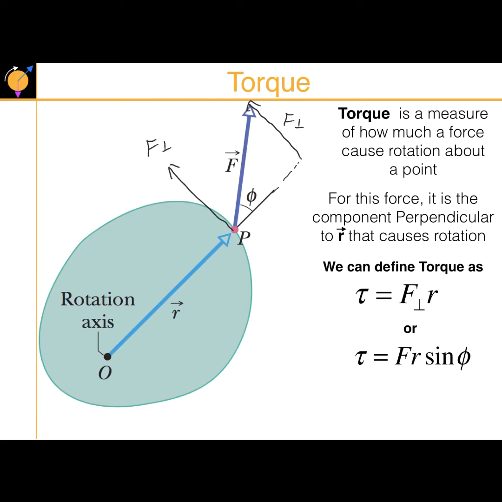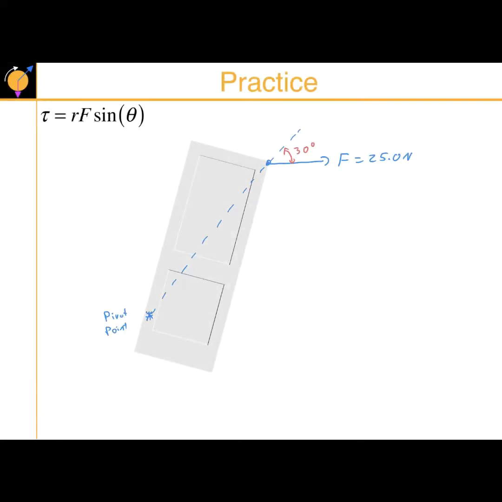So we're going to define the torque as being the perpendicular component of the force times the distance to the pivot point, because the further out you exert the force, the stronger the torque is going to be, and the more perpendicular component you have, the stronger the torque is going to be. So F perpendicular times R, or FR sine theta. We're going to rewrite this as a cross product later on, but for now, this is good.